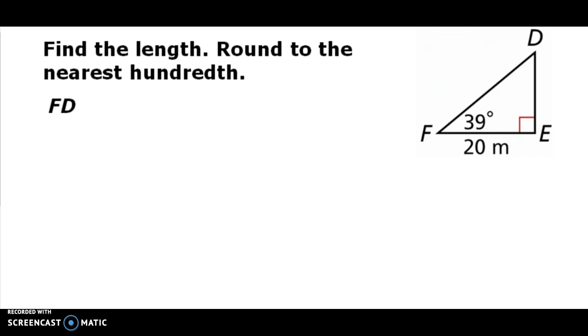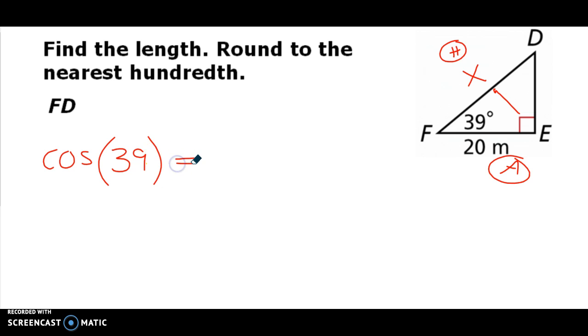So given that we're trying to find FD, I know that that is the hypotenuse. It is across from the right angle. And 20 is right next to 39. What do we call that? It's the adjacent. So now we think back to SOH, CAH, TOA. Which three of those uses A-H? Cosine, C. So cosine of 39 is equal to A over H, which is 20 over x.